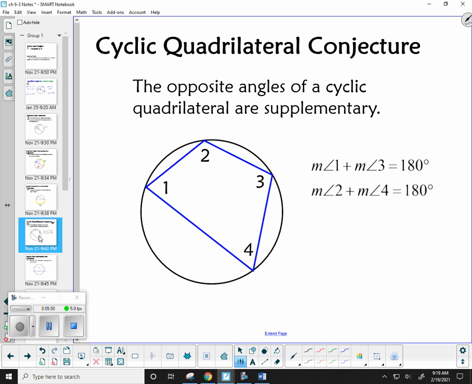Okay, our next one deals with something called a cyclic quadrilateral. A cyclic quadrilateral is a quadrilateral that's inscribed in a circle. So the four vertices of the quadrilateral are on the circle itself. If you have a cyclic quadrilateral, then the opposite angles are supplementary. So angle 1 plus angle 3 is going to be 180. Angle 2 plus angle 4 is going to be 180.